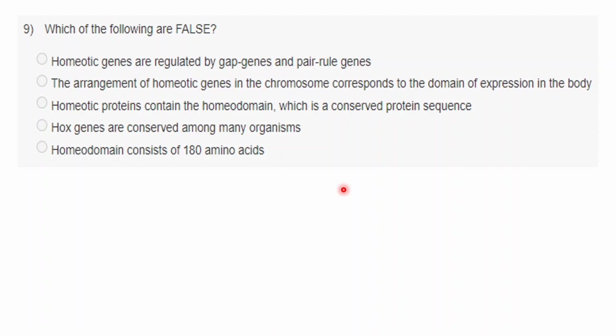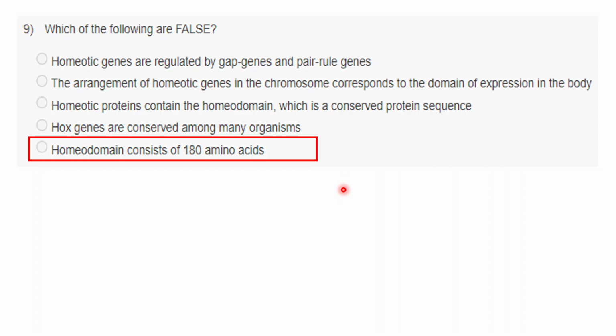Homeotic genes... Statement 5 also. Okay, you are saying statement 5, homeodomain consists of 180 amino acids. Let me reveal the correct answer. You are damn right. Statement 5 is the false statement. Homeodomain consists of 180 amino acids is a false statement, but there is no other statement which is false. Statement 1 is a true statement, Simontini, because homeotic genes are regulated by gap and pair rule genes.